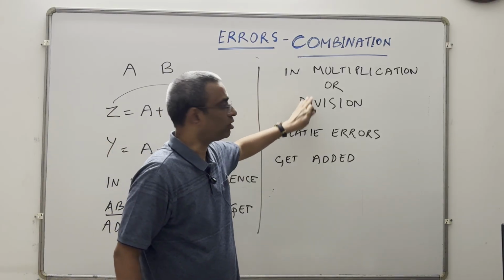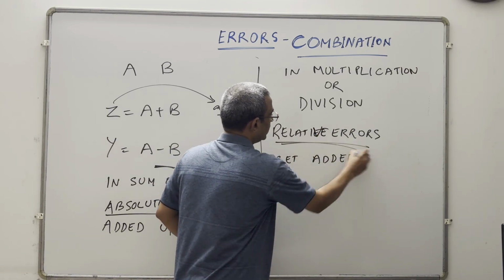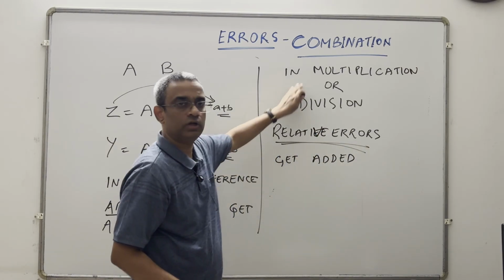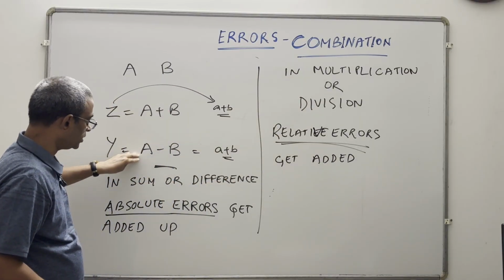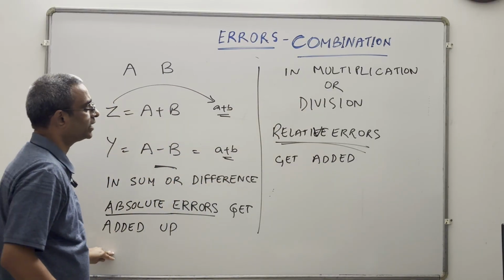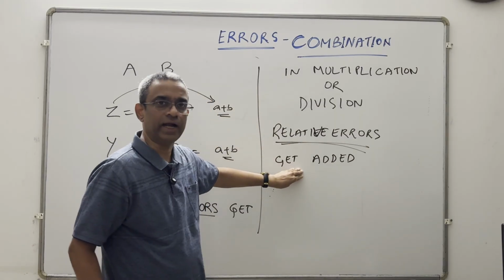In multiplication or division, the relative errors get added. Here in addition or subtraction, the absolute errors get added up. In multiplication or division, the relative errors get added up.